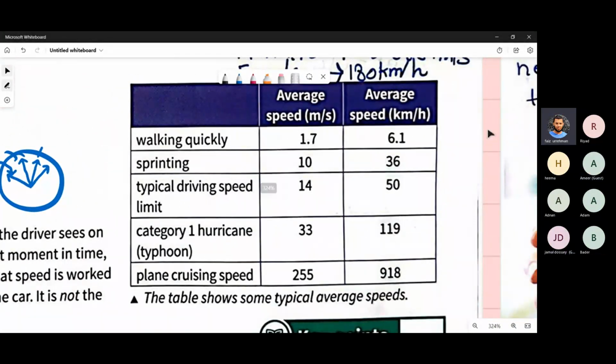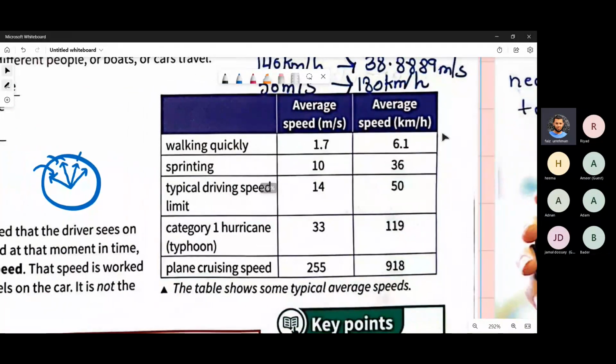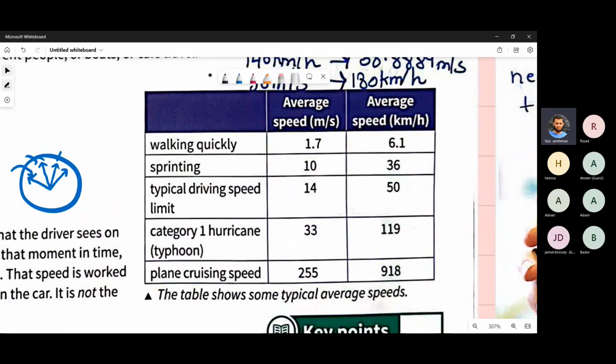These are some examples from our day-to-day life. For example, if we are walking quickly, our speed is around 1.7 meters per second. If you want to convert it to kilometers per hour, it will be 6.1. I will tell you how we convert. Just multiply it by 3.6 in your calculator. 1.7 multiplied by 3.6 is the answer.